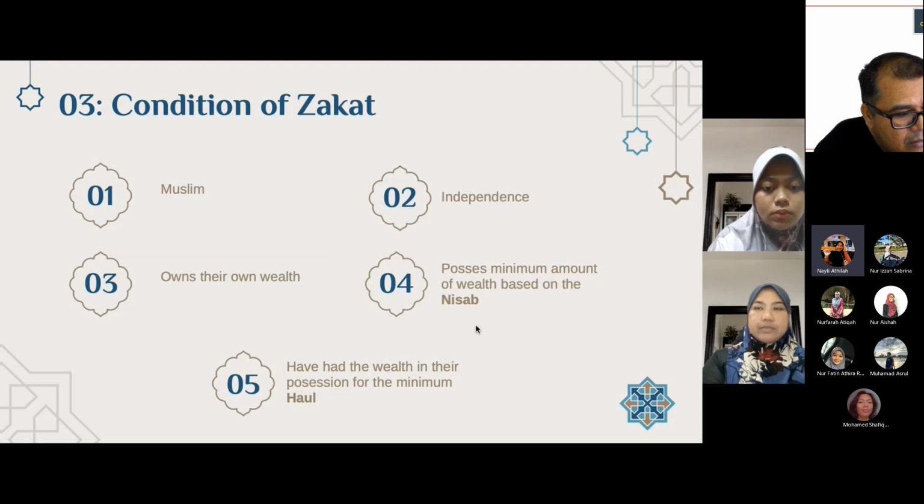And lastly, the person must have the wealth in their possession for the minimum of haul. Haul is the elapsed period of 1 year, 12 months, the property is owned. And the calculation of haul in Islamic law is based on the date of hijrah, which is 365 or 366 days. When the property is owned for a full year, then zakat is obligatory for the person.